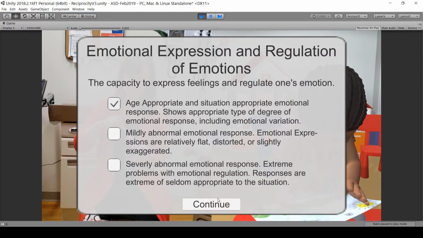And here are the same questions again. The right answer is the third one.